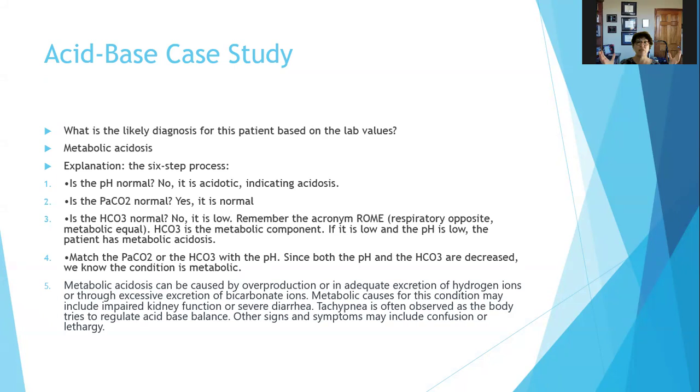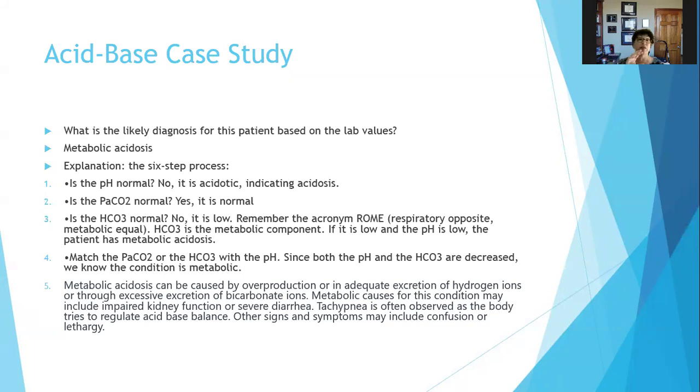So we're going to say, is the pH normal? No, it's acidotic. It's low, indicating acidosis. Is the CO2 normal? Yes, it is normal. Is the HCO3 bicarbonate normal? No, it is low. So remember, respiratory opposite, metabolic equal. So pH low, bicarbonate low, that's the metabolic component. If both of those are low, the patient has metabolic acidosis.